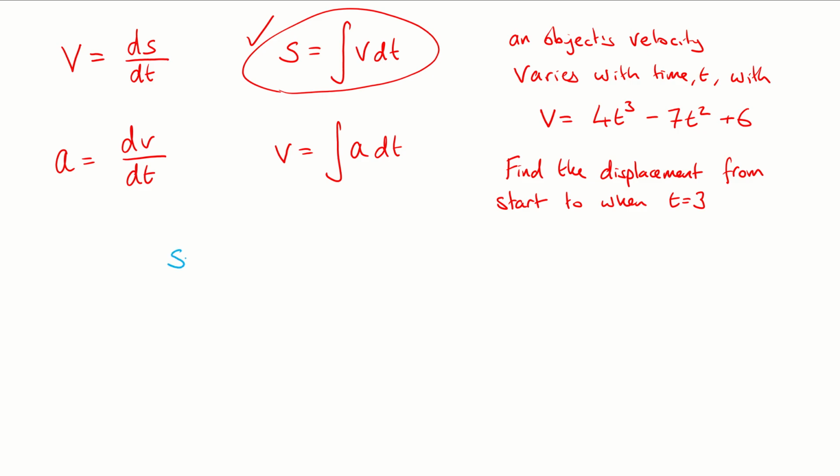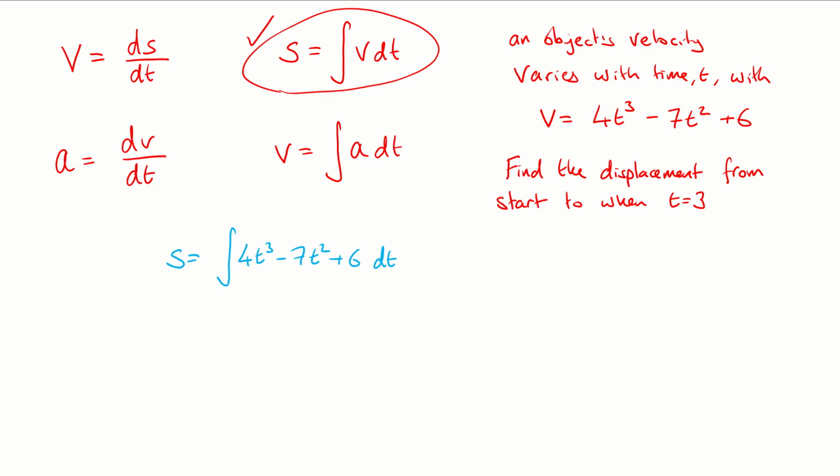So our displacement s is going to be the integral of 4t cubed minus 7t squared plus 6, and we'd put in dt. So basically it's the same as what we had before. It's just that instead of x's, we've got t's, we've got time. So velocity times time is going to give us a displacement, right? Speed times time is distance. So using that idea, what are our limits?